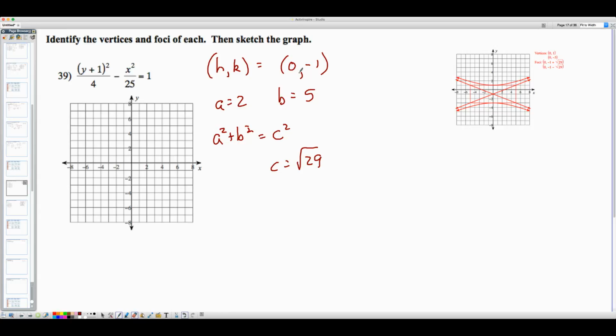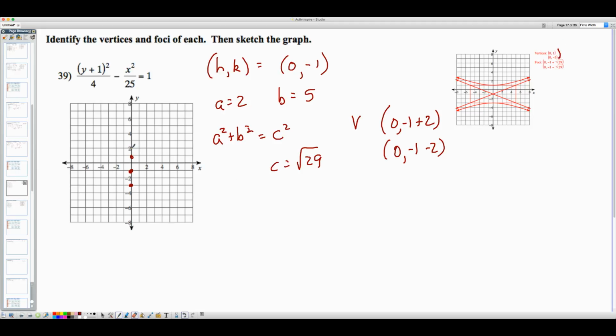Since it's a vertical orientation, I'm at 0, -1. This would be my center. I'm going to go plus or minus 2 in the orientation for the vertex. So my vertices are going to be at 0, starting at -1 plus 2, and 0, -1 minus 2. So that would be -1 and 3, which is what you show over here.